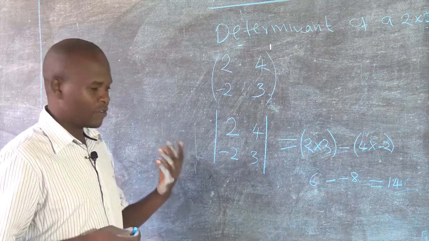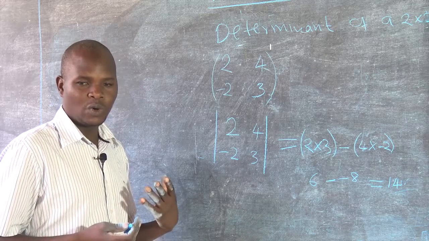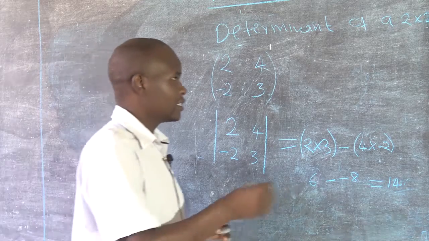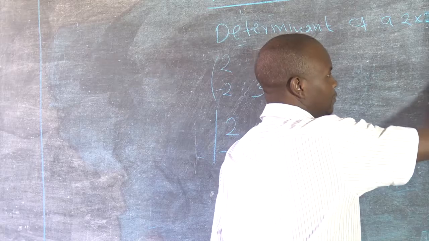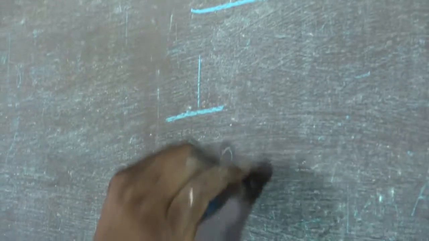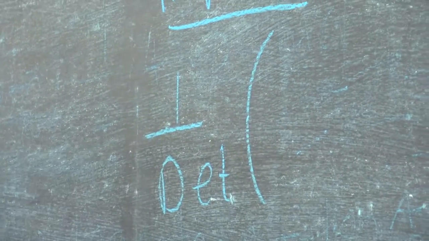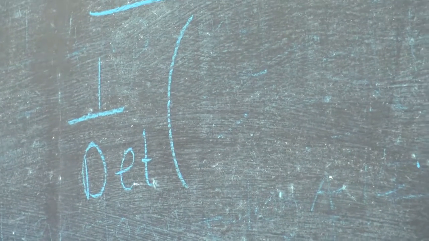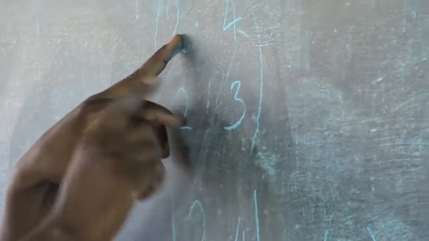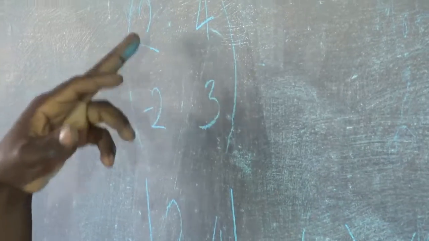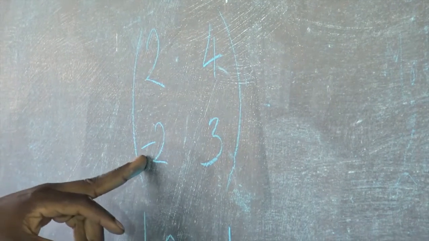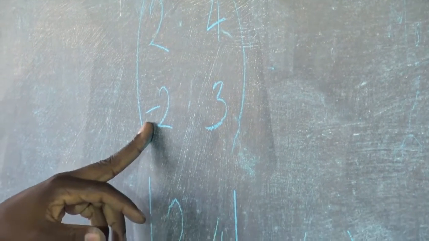Further on this, you might be asked to determine the inverse of a 2x2 matrix. The inverse is given by 1 over the determinant times the matrix. But now in the matrix, this 2 interchanges position with this. So 2 takes the position of 3, and the 3 takes this position. And for the other diagonal, they interchange the signs.